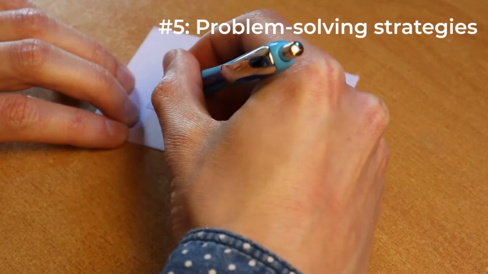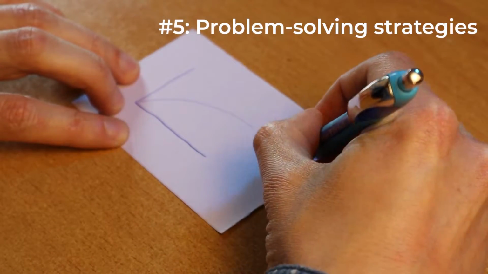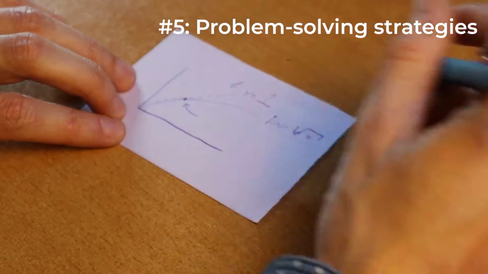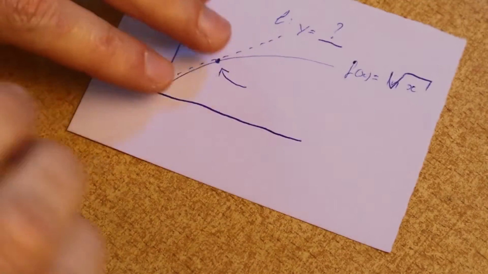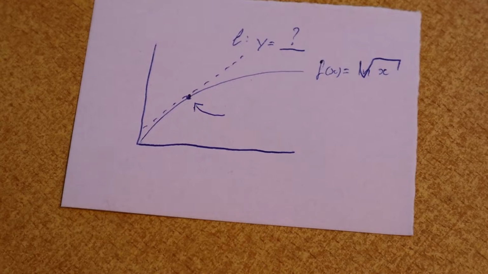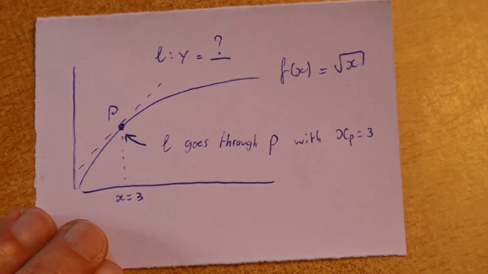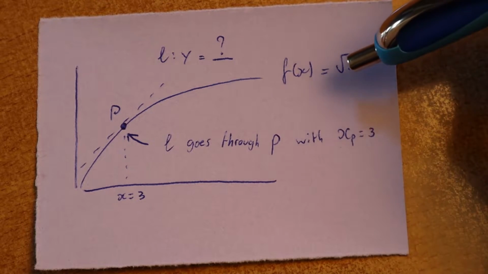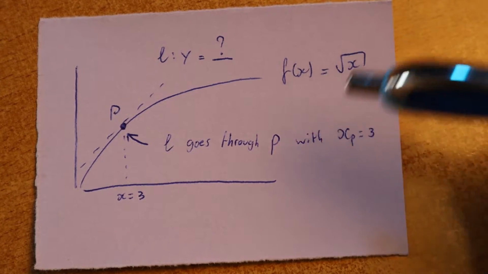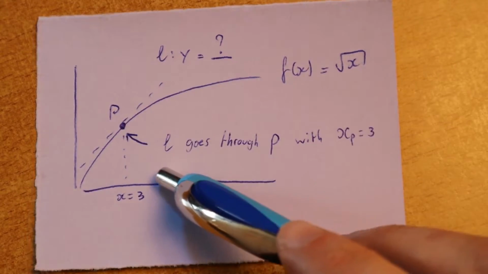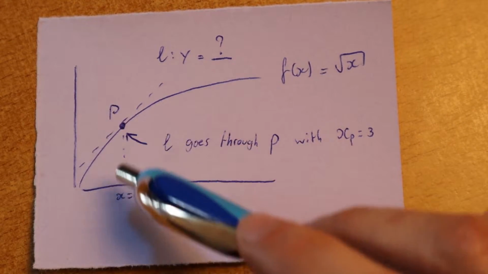The fifth example is getting a bit more complex, and this is where I draw an example mathematics question. I draw the situation and ask myself, how do I get to know what L this line looks like? So the situation is that we have this function and we have a line that touches the function at some point. And we need to figure out how we can determine the line L.